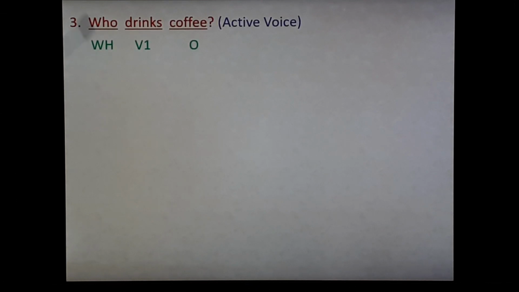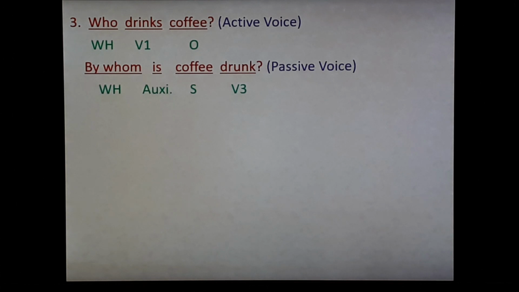Okay, next. Who drinks coffee? Here also who, a WH question, is given, drinks is the V1 form, and coffee is an object. Okay, is it passive or active? So this is active voice. Okay, and drinks, which tense? This is simple present tense. Now how to turn it to passive?